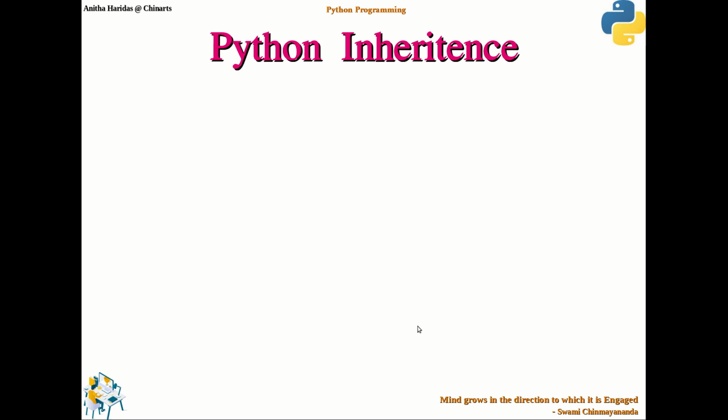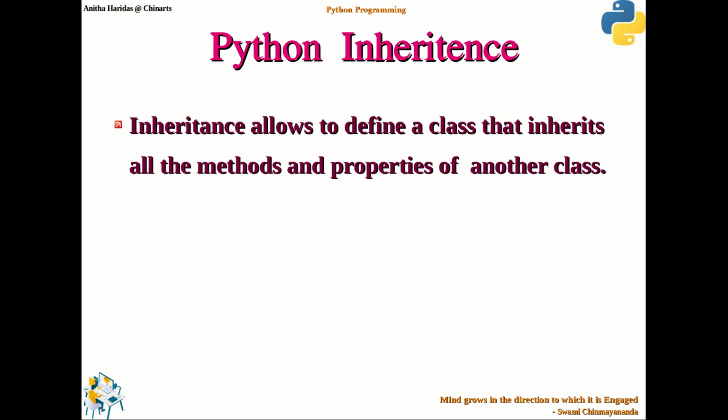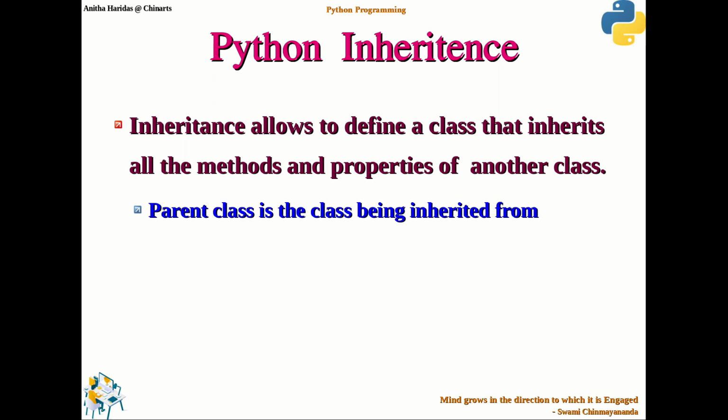And the next very important object oriented feature is inheritance, which allows you to define a class that inherits all the methods and properties of another class.